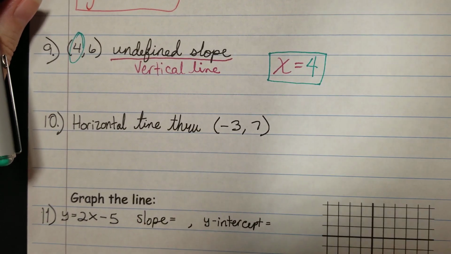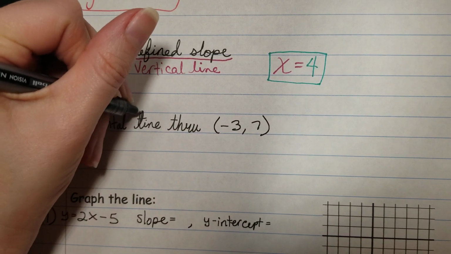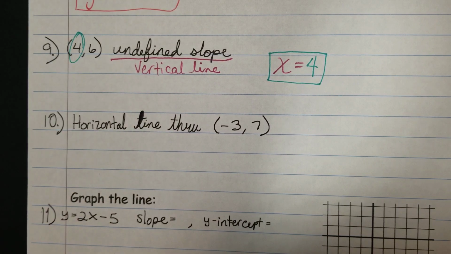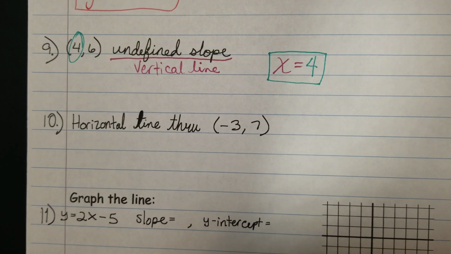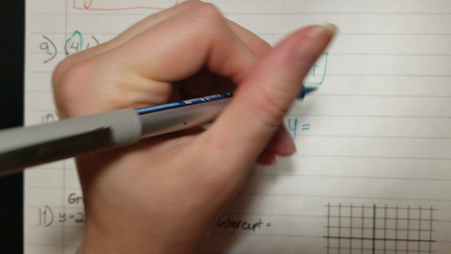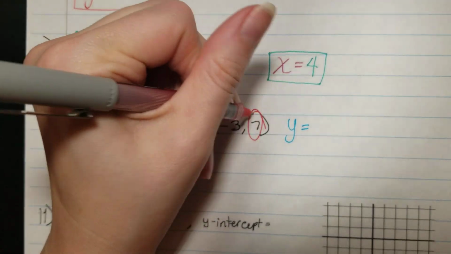All right, a horizontal line, not vertical. Oops. Horizontal line. So that would have to be y equals a number. And that number in this case is 7.